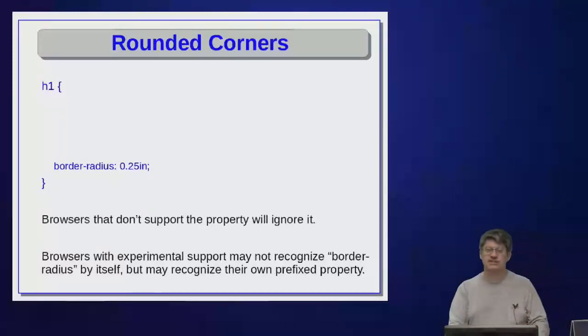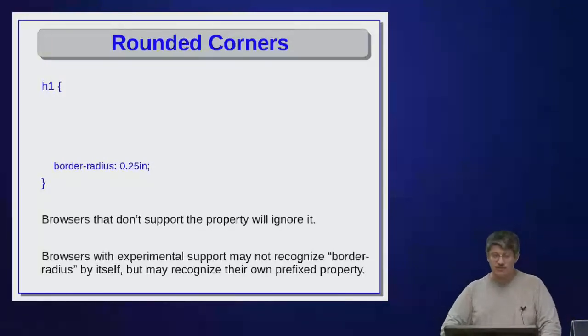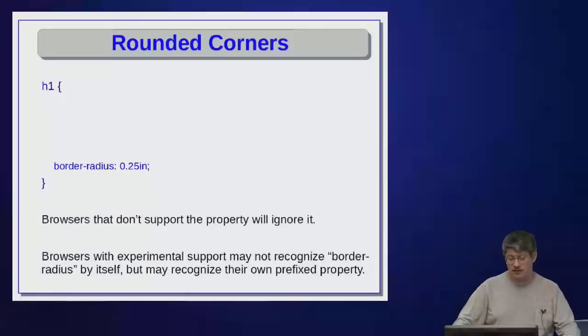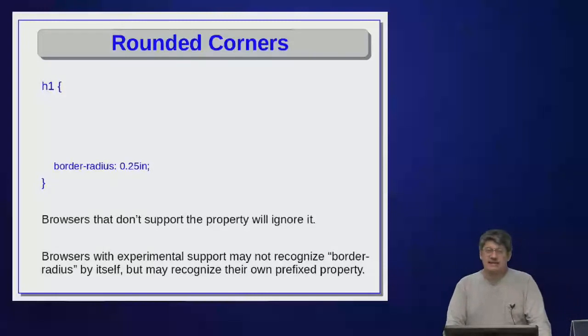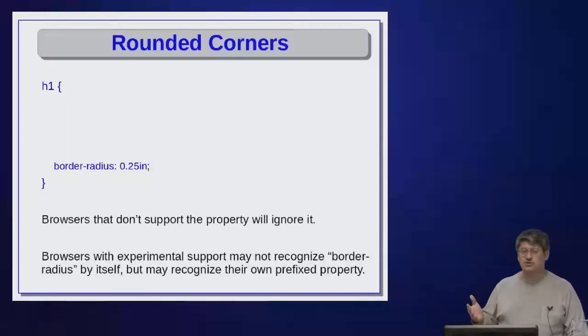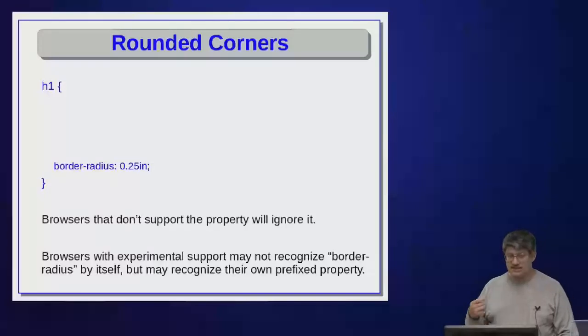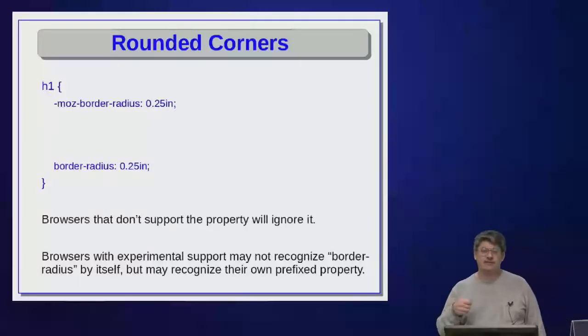So here I've got a rule that's going to do that to H1 tags. So whenever I have an H1 tag, I'm going to give it maybe a background color and stuff to style it, but I'm also going to give it this border radius of 1/4 inch. And it's a new feature, so not all browsers support it, but if they follow the CSS standard, browsers that don't support it will just ignore it. However, if they have experimental support for border radius, they won't turn it on by default when they see this rule, but we can tell them to turn it on by adding the prefixed version of the rule.